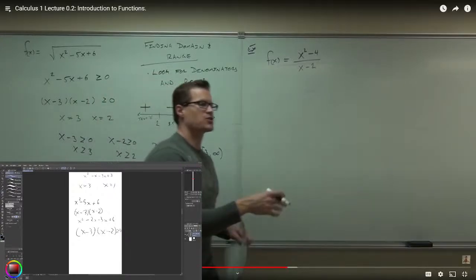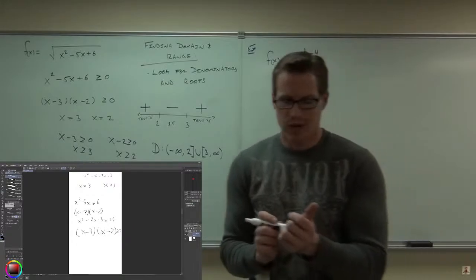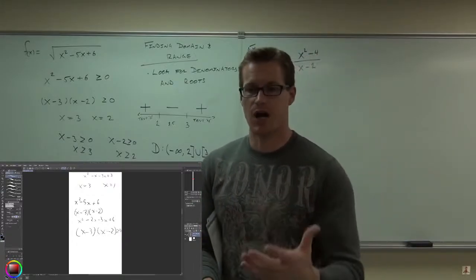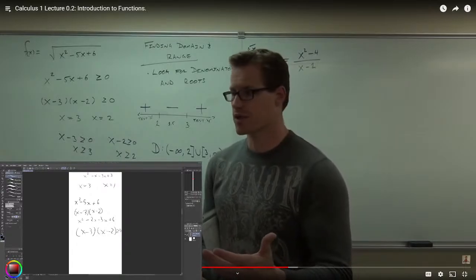What you ask yourself for domain is, am I going to have any issues? Or basically, do I have one of these situations? Do I have denominators? Oh, wait. It's 0 on the top, too, though. So it could be anything. Maybe. That could possibly equal 0? It can't be 2.